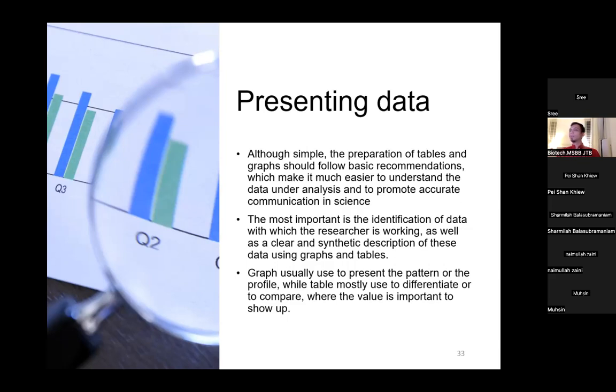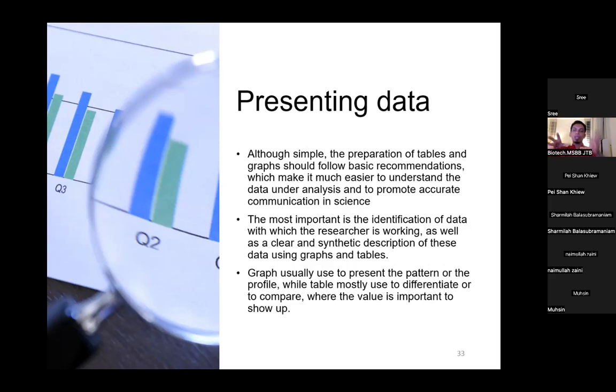Okay. So the most important is the identification of the data with which the researcher is working, as well as a clear and synthetic description of this data using graph and table. So a graph is usually used to present the pattern or the profile, while a table is mostly used to differentiate or to compare where the value is important to show. Okay. So if you want to use the graph, right? The graph will show the pattern, right?